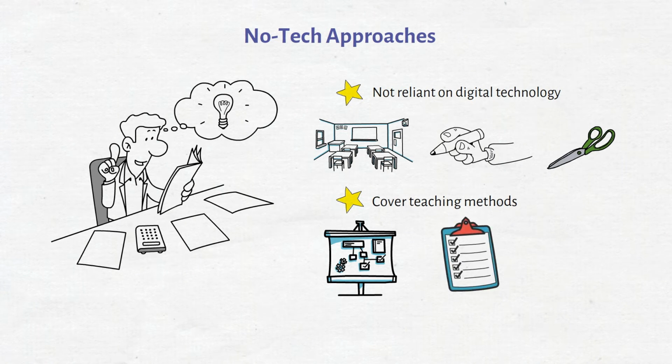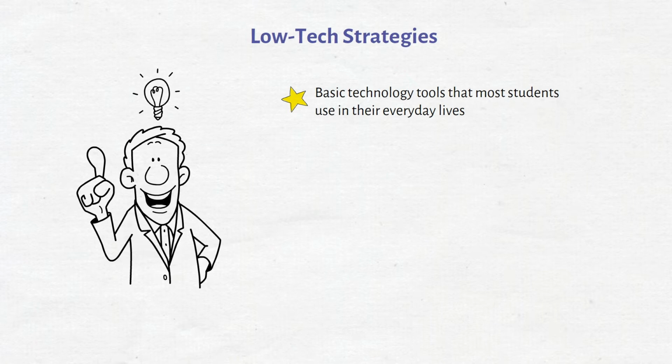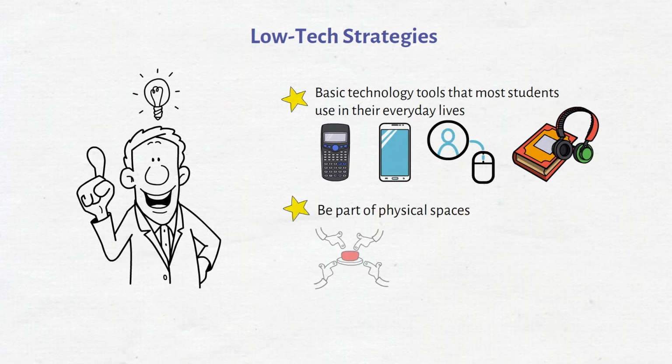with explicit to-do lists. Low-tech strategies include using basic technology tools that most students or their families would use in their everyday lives, like a calculator or a cell phone. They can also include using everyday items, such as an ergonomic mouse or a mouse adapted for left-handed users. Other low-tech strategies include audiobooks or simply activating closed captions on videos. Low-tech assistive technologies can also be part of physical spaces, like push buttons to open automatic doors.